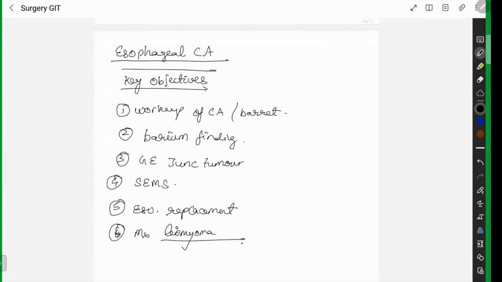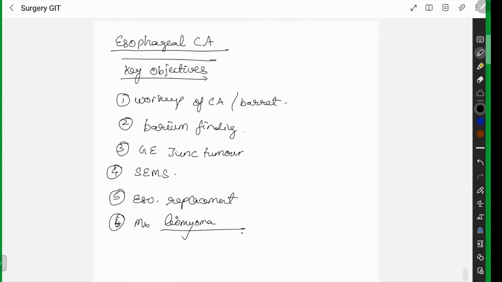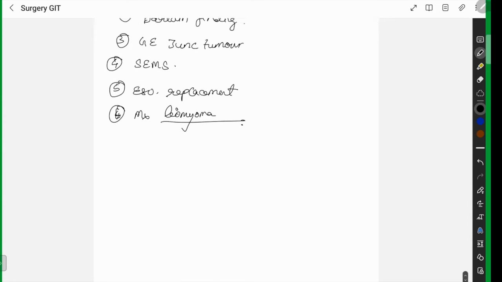The objectives of this discussion. One, we have to know the workup for Barrett's esophagus. Second thing is your barium finding. Third one, gastroesophageal junction tumors. Then you have to know SEMS, which I will tell you. Esophageal replacement and management of esophageal leiomyoma.